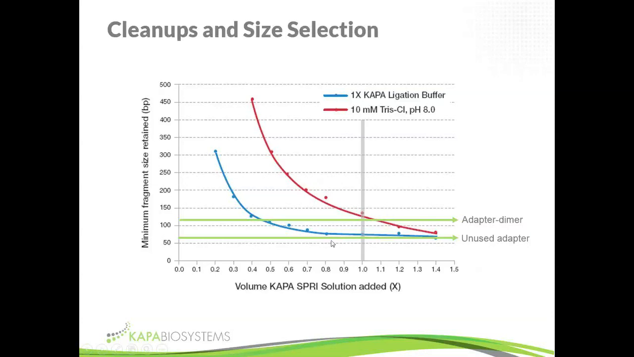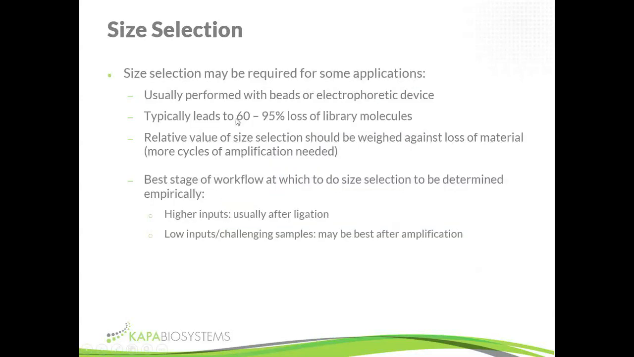As we said before, size selection may be required for some applications, usually performed with beads or an electrophoretic device, but remember, you're going to lose 60 to 95% of your library molecules. That should really be taken into account. For de novo sequencing applications, it's definitely worth it, but remember, you're not going to be able to make good de novo libraries from really low input amounts. For those kinds of applications, you're going to need to start library construction with a lot of DNA, because you can throw up to 95% of it away along the way.